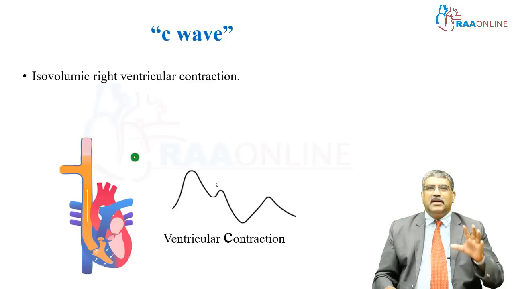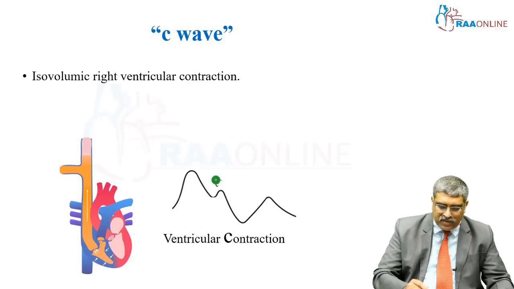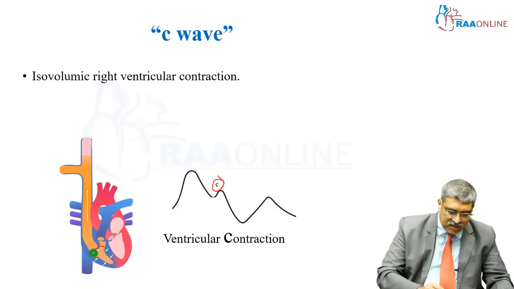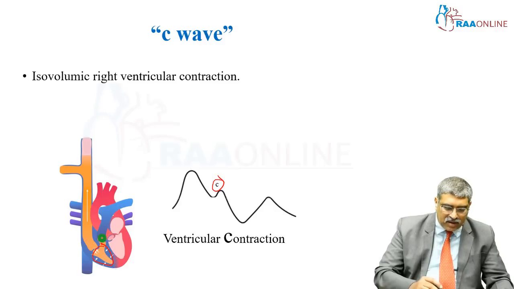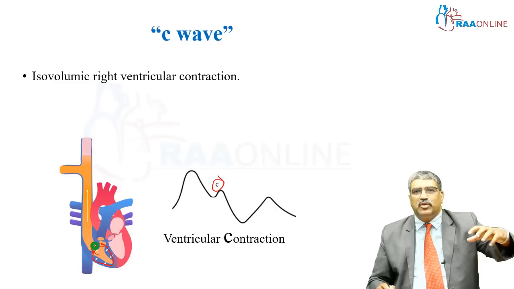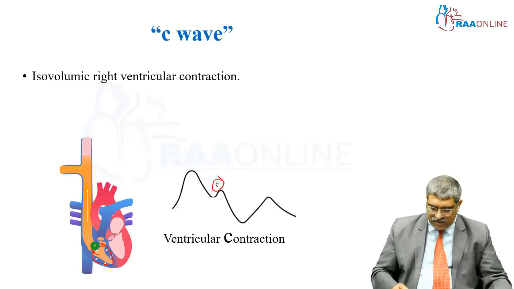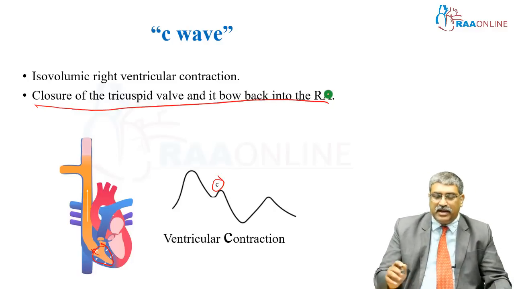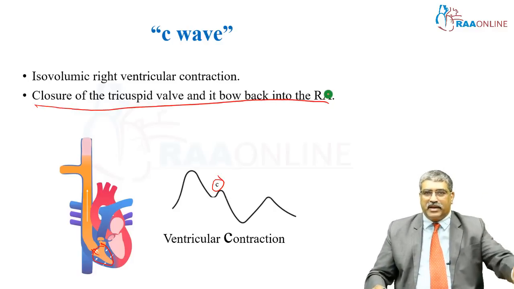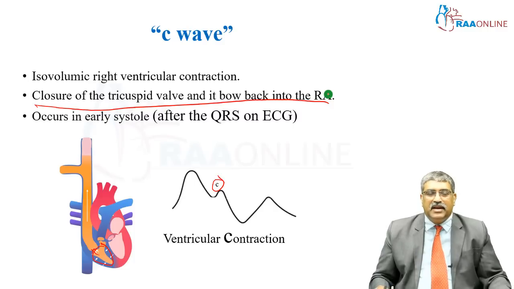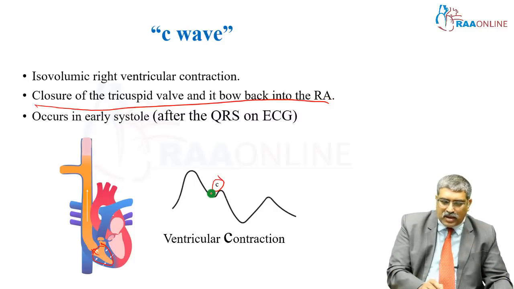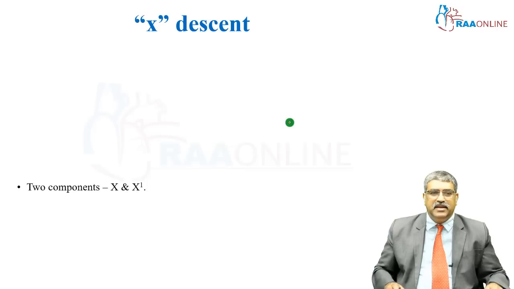Now coming to the second positive wave, which is the isovolumic right ventricular contraction. Here, the right ventricle contracts and the tricuspid valve is reflected back into the atrium, which is reflected as the C wave. Here, there is closure of the tricuspid valve and it moves back into the RA and is reflected as the C wave. It occurs in early systole after the QRS complex on ECG.